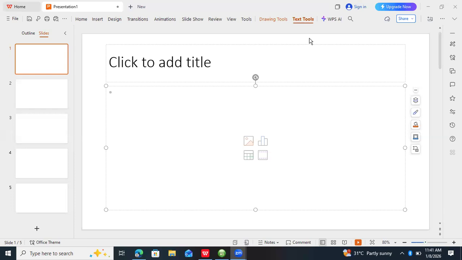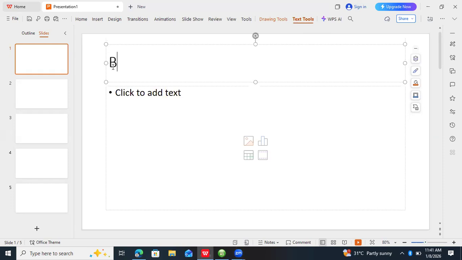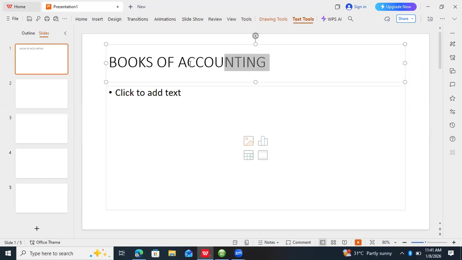So, dear professors, we are picking our first topic, and as I share the scheme of work with you, I want to believe that you know the first topic, which is analyzing and recording business transactions in the books of accounts, right? So, our key topic is books of account, or you can simply say books of accounting, right?